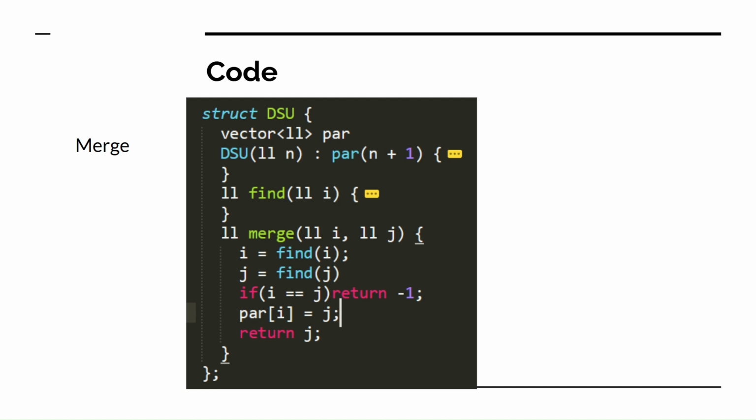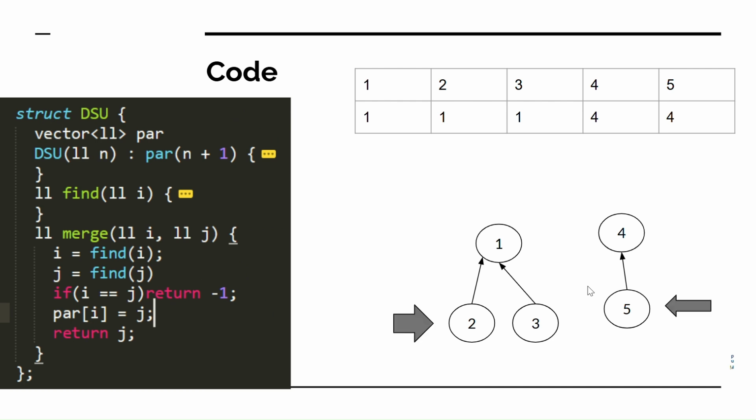If this is not the case, what we want to do is make the parent of i point to j. So now i is going to point to j, and we create an edge from i to j. Now both the trees are merged, and finally the root node is going to be j. Now let's take an example. Suppose we want to merge 2 and 5. For 2 we find its root node, that is 1, and for 5 we find its root node. So now we have two nodes, 1 and 4, that we want to merge.